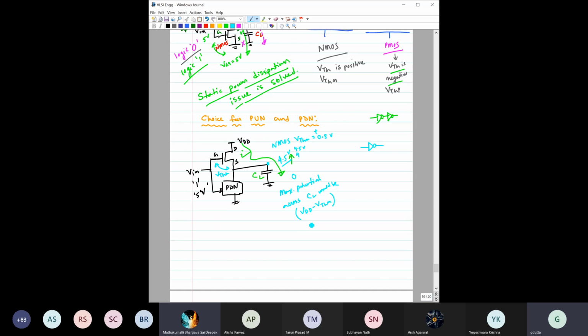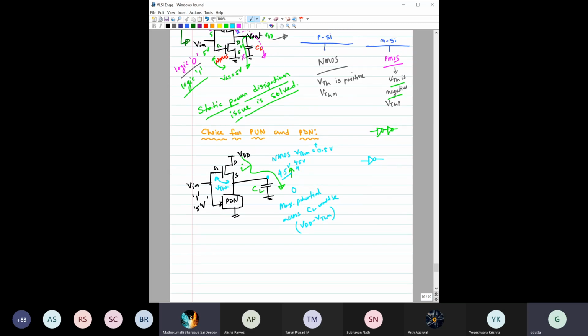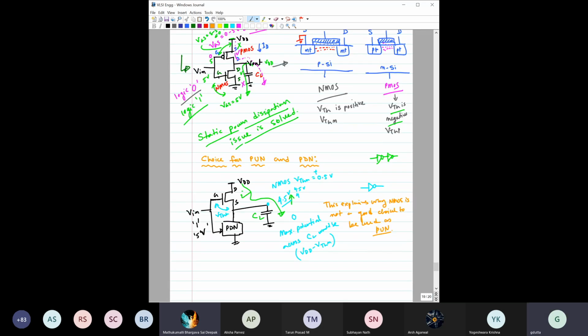Okay. So this clearly explains why NMOS is not a good choice to be used as a pull-up network, right? Okay, so let me write that as well. This explains why NMOS is not a good choice to be used as a pull-up network. Okay, now similarly, can you explain why PMOS is not a good choice to be used as a pull-down network?